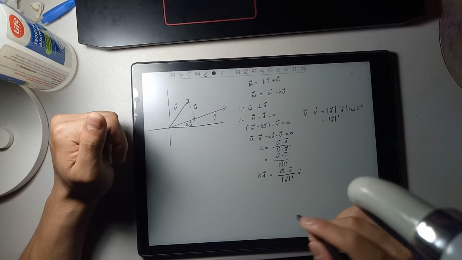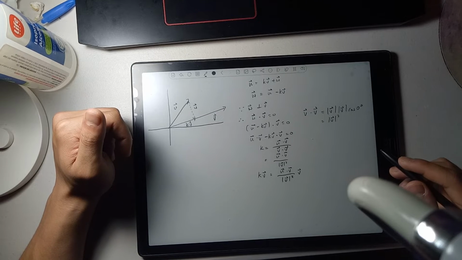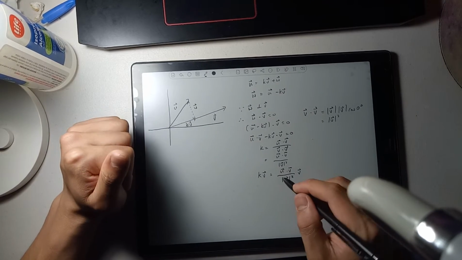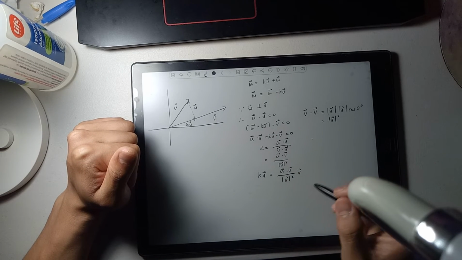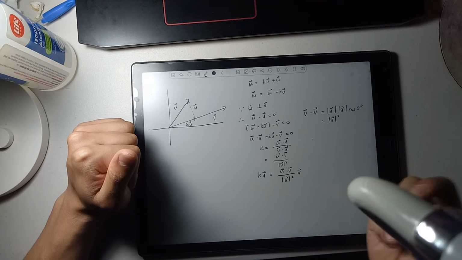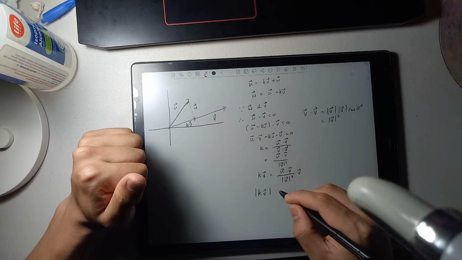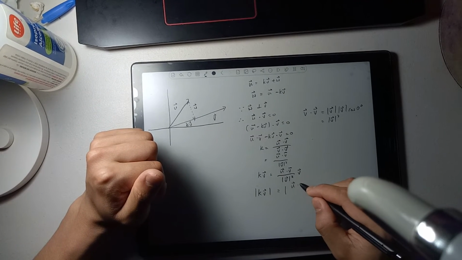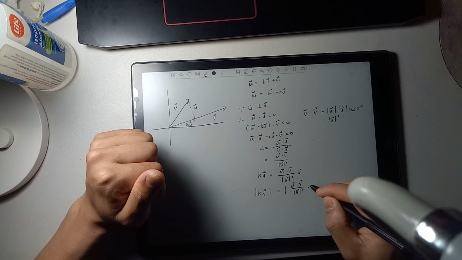Now there's a situation in my portfolio where you had to find the magnitude of the projection of a vector onto another, and finding the magnitude of this vector itself is more complicated than a simplification. So I'll be showing you how to simplify the magnitude of a projection. The magnitude of kv is equal to the magnitude of u dot v over the magnitude of v squared times v.